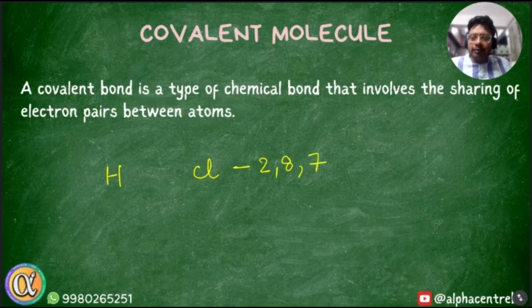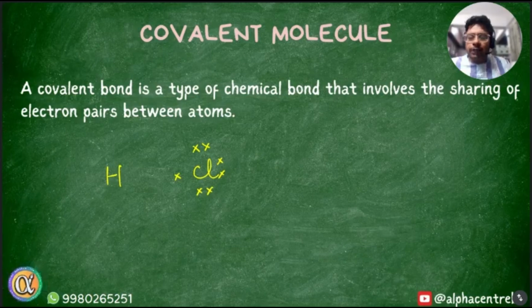Chlorine, atomic number 17, with configuration 2, 8, 7, means it has 7 valence electrons, correct? Let's draw it here like this. And one more: how many electrons does hydrogen have? I think just one.